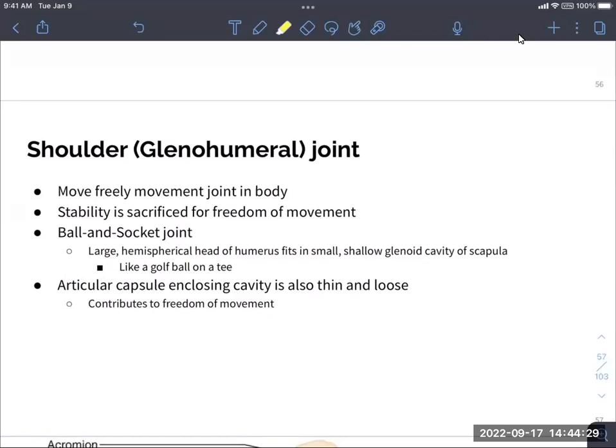So that's the glenohumeral joint, or your shoulder joint. It's freely moving. It moves in all directions. But our stability is lost because we have so much movement. It's considered a ball and socket joint, even though that little cup in the scapula is not very deep.